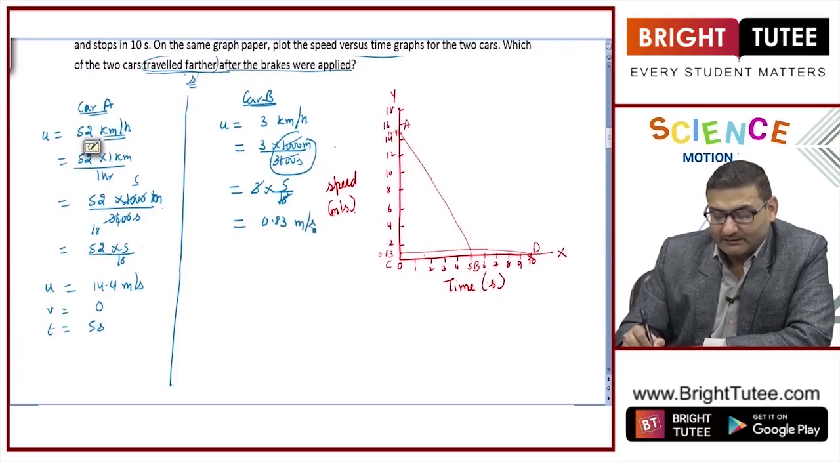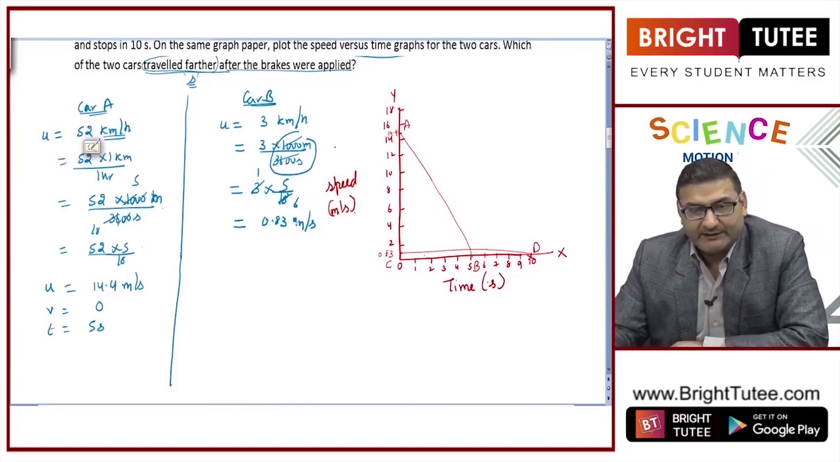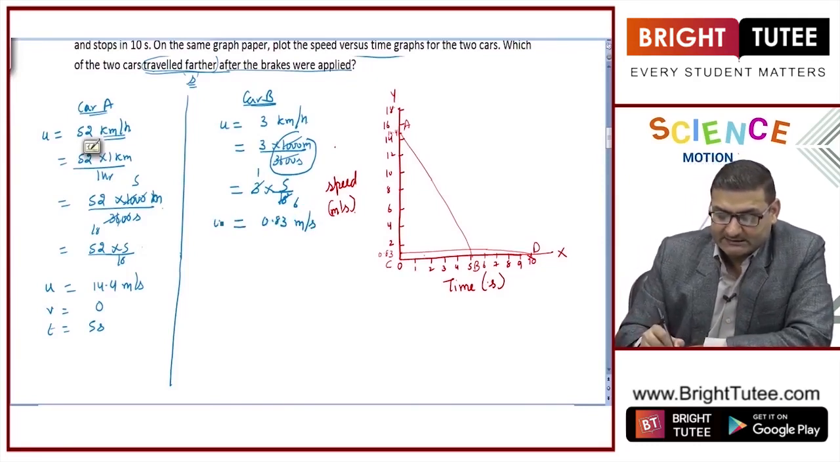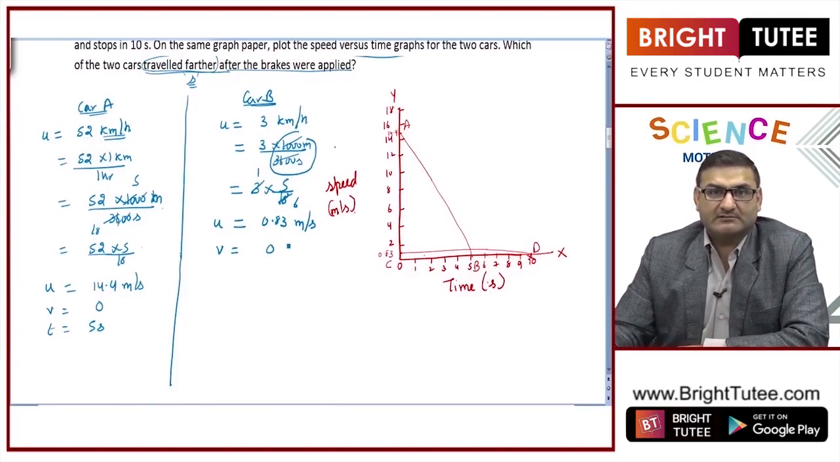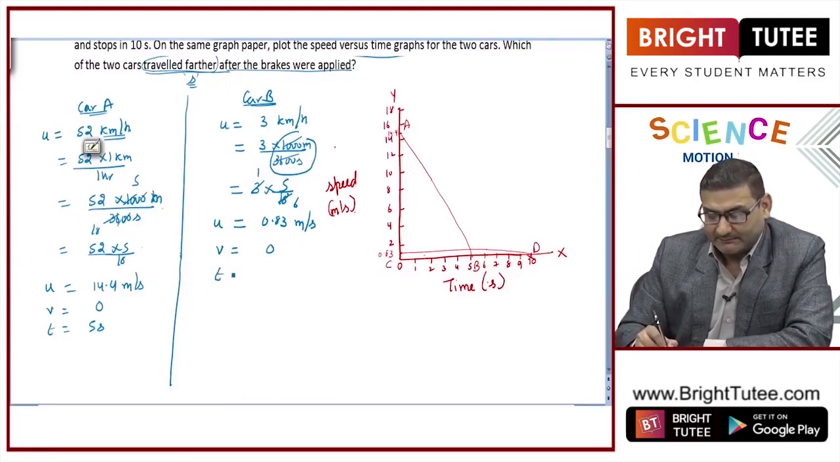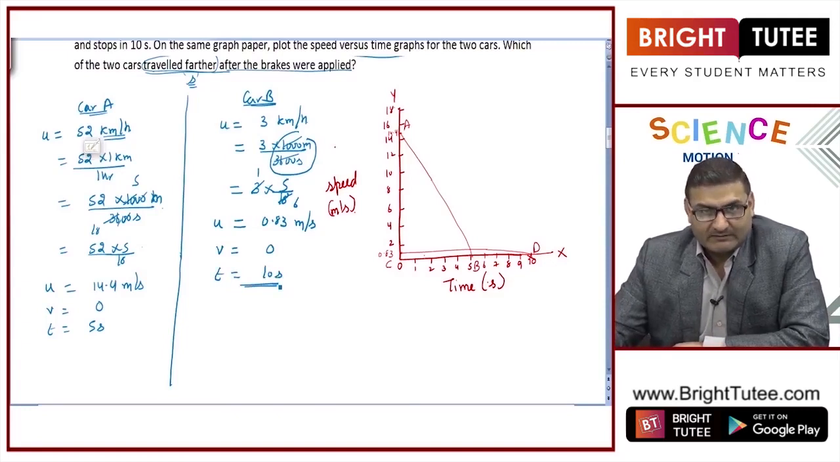3 ones are 3 and 3 sixes are 18, it will be 5 by 6, coming out to be 0.83 meter per second. This is the initial speed. The final speed of this car is also given to be 0, because this car is also stopping, and the time taken by this car is 10 seconds. Right?